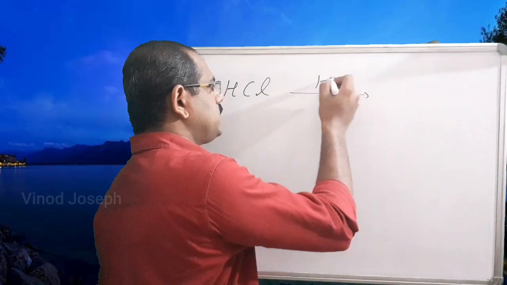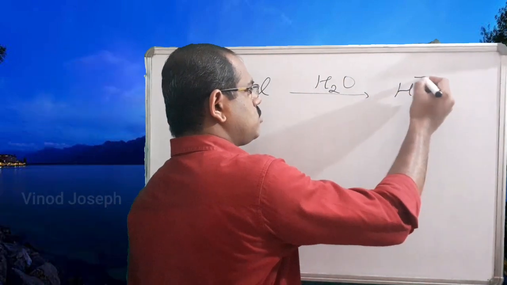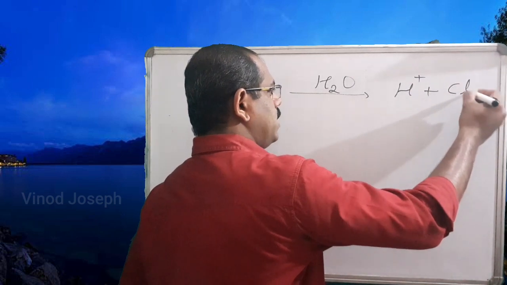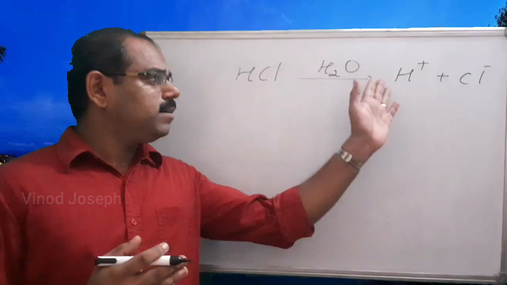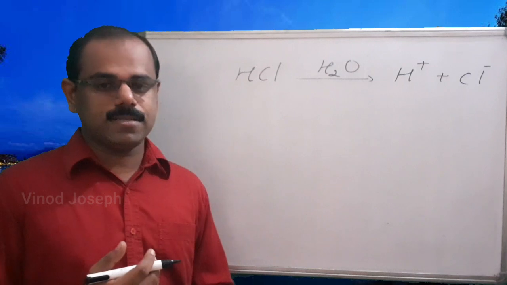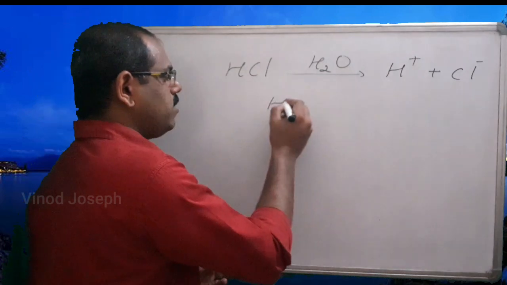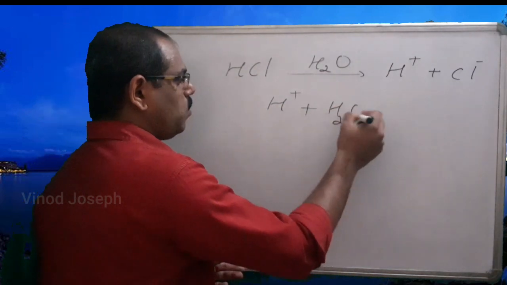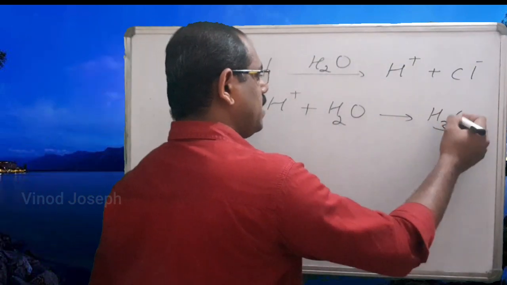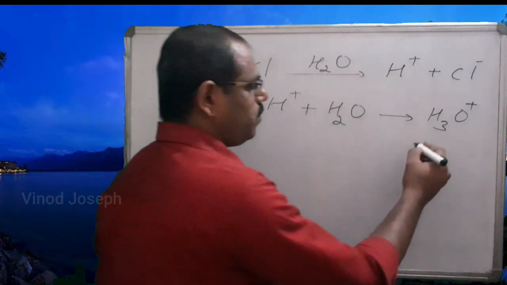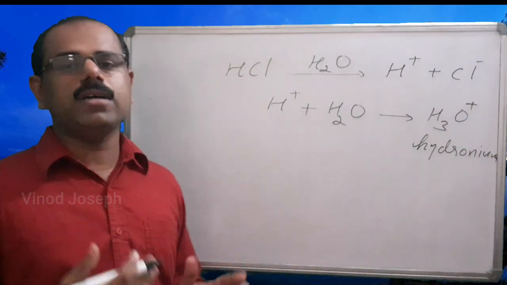If HCl, or an acid, dissolves in water, we see it produces two ions, H plus ions and Cl minus ions. But this H plus ion has a problem. It doesn't have any independent existence. So soon after producing this H plus ion, what does it do? This H plus ion combines with the water, producing H3O plus ions. These H3O plus ions we term hydronium ion.